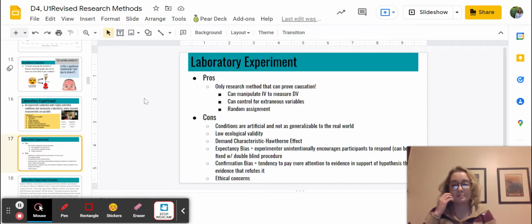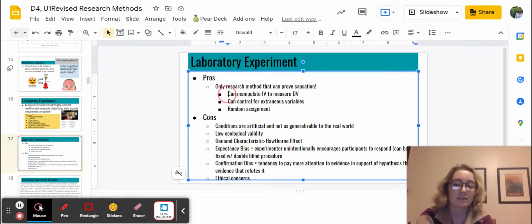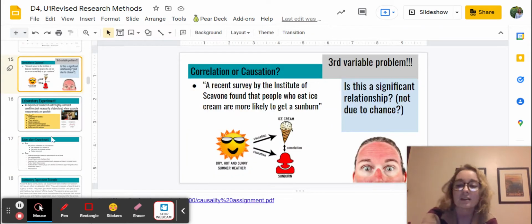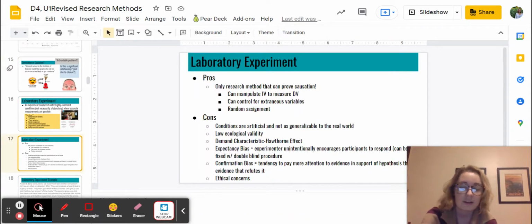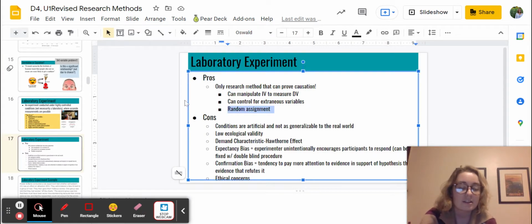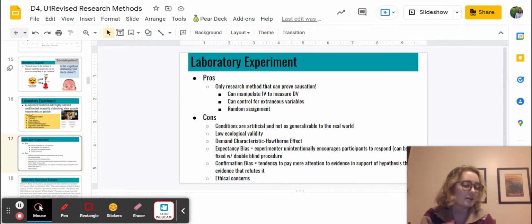So a pro of a laboratory experiment is that it's the only one that can prove causation. That's like the big ding, ding, ding one that you need to know. And with that, it's the only one where you can manipulate the independent variable to measure the dependent variable and the change in that. You can control for other variables like the sun to make sure they're not interfering. And you can do random assignment, which makes it fair so that you're not having bias within your control and experimental groups.